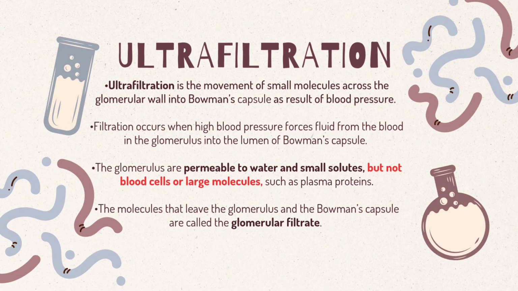Ultrafiltration. Ultrafiltration is the movement of small molecules across the glomerular wall into Bowman's capsule as a result of blood pressure. Filtration occurs when high blood pressure forces fluid from the blood in the glomerulus into the lumen of Bowman's capsule. The glomerulus is permeable to water and small solutes, but not blood cells or large molecules, such as plasma proteins. The molecules that leave the glomerulus and enter the Bowman's capsule are called the glomerular filtrate.